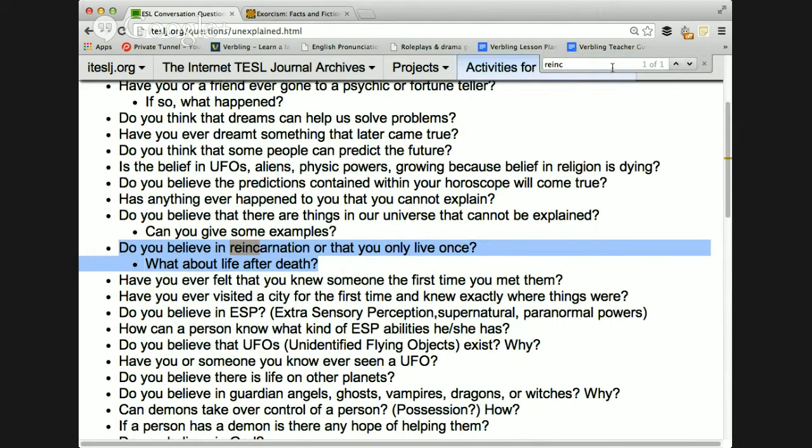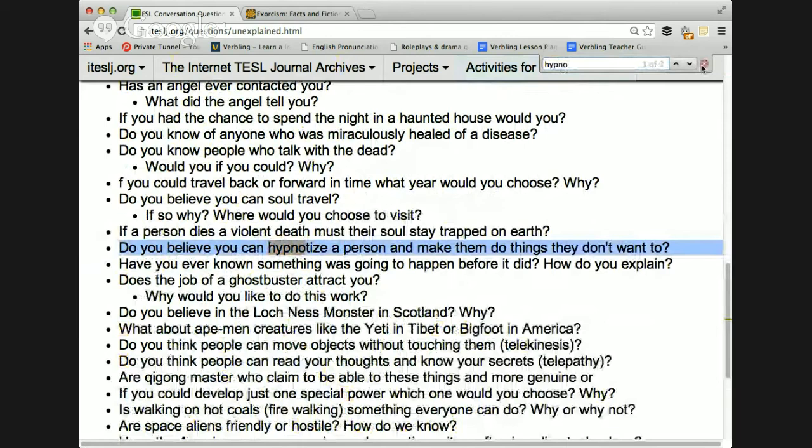Okay, so here's the one about reincarnation. Oh, yeah, here's hypnosis: do you believe you can hypnotize a person and make them do things? Well, I firmly believe in hypnosis because I have a friend who is a psychologist. He hypnotized me once, and it was really amazing because I was awake the whole time.